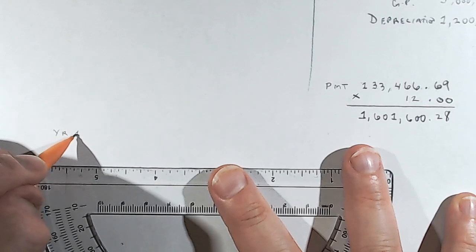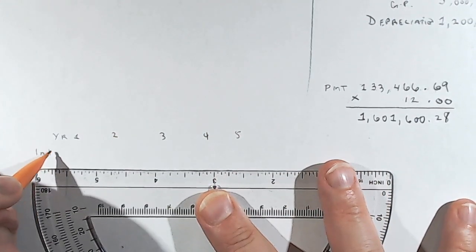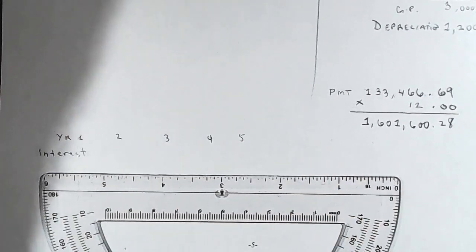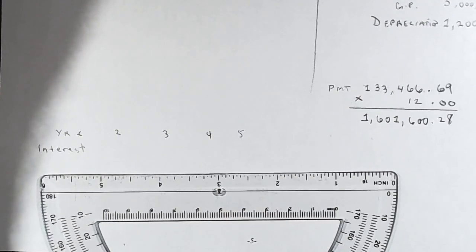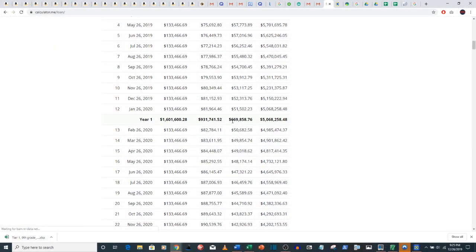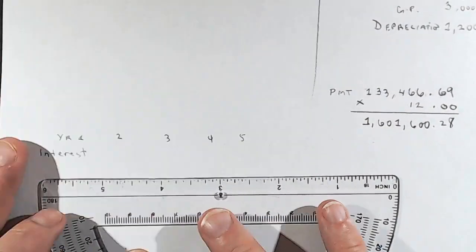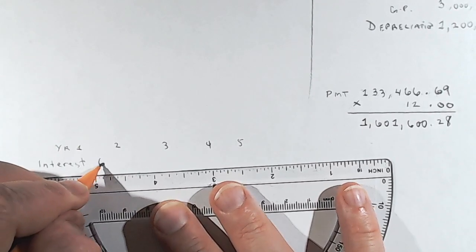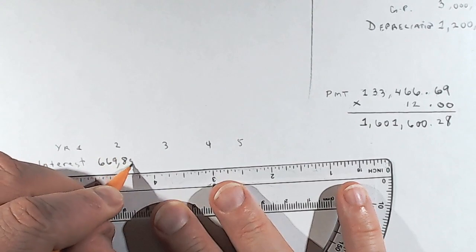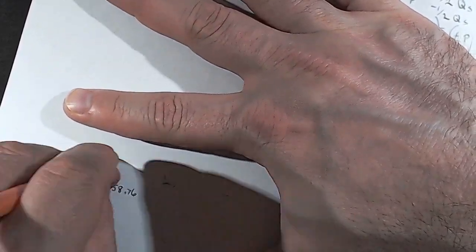Year one, two, three, four, five. So this is my interest that I'm paying. I'll show you what I'm looking at here. I've got this year one interest here of $669,858.76. Okay. And that's what I'm looking at. My calculator won't do it. That's in year one. I guess I'll have to do it differently.